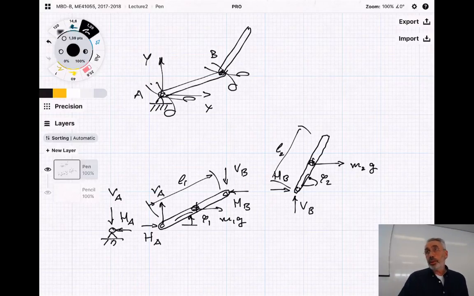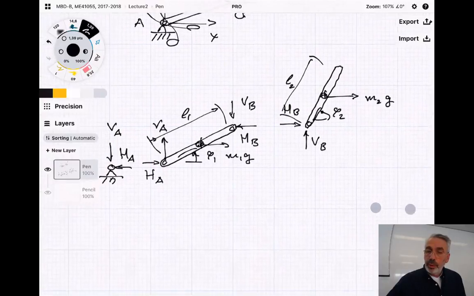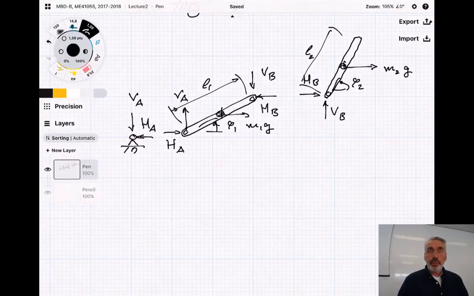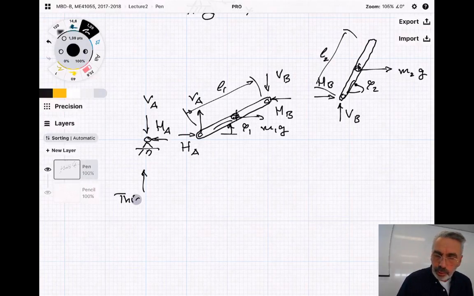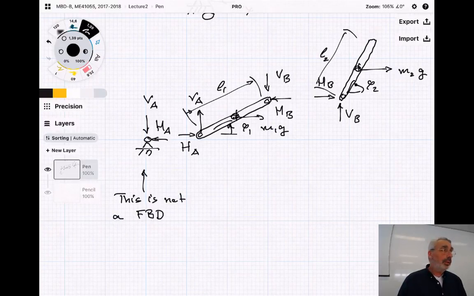And now the fun can start, because now we have two separate rigid bodies and an anomaly, a support. Before we look at the rigid bodies, let's talk a little bit about this thing, the support. Why do I draw that? Because strictly speaking, this is not a free body. This is not a free body diagram, right?